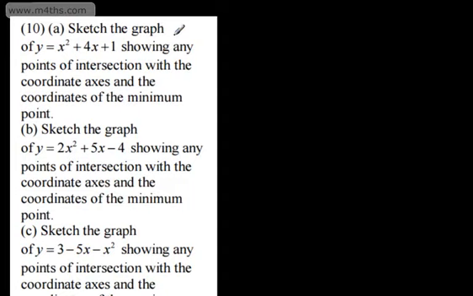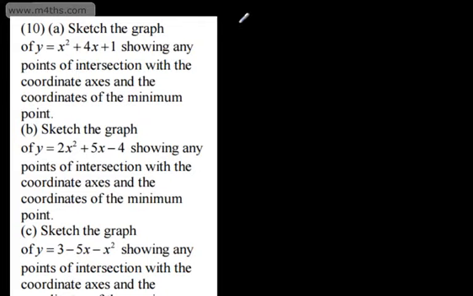So in question 10, we need to sketch a graph of y equals x squared plus 4x plus 1, showing any points of intersection with the coordinate axes and the coordinates of the minimum point. So it's telling us that we want the coordinates of a minimum point. We're going to have to complete the square. So with this one, what I'm going to do is complete the square.